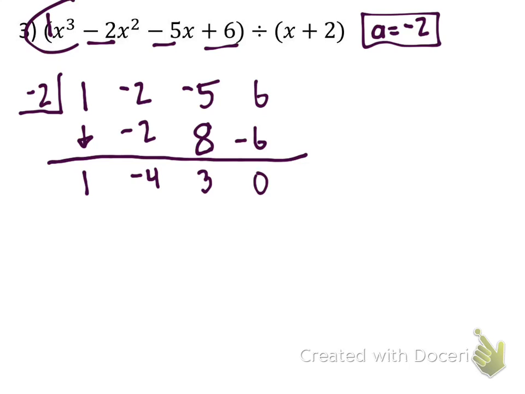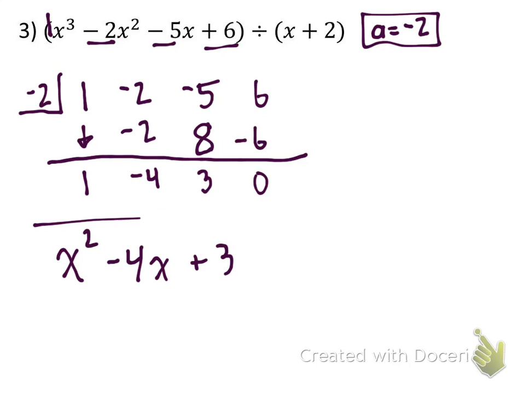So, again, we know that our largest exponent is to the third power, so it's a polynomial of the third degree. So it's going to be x squared, you take the next one smaller, minus 4x plus 3 is your answer. Okay? There's no remainder, so we don't need to worry about that 0 that's left there.